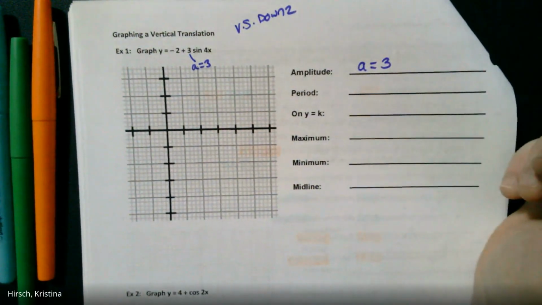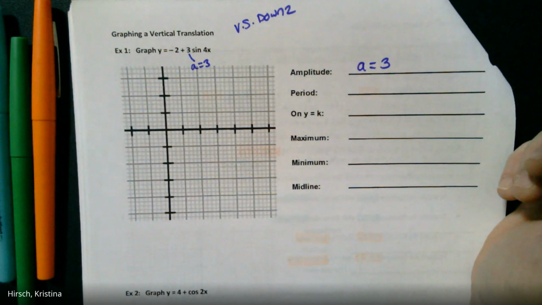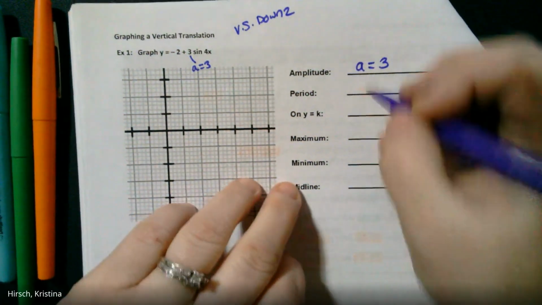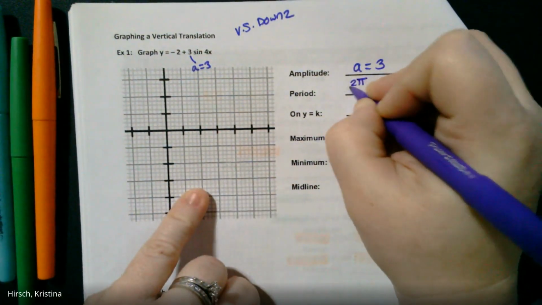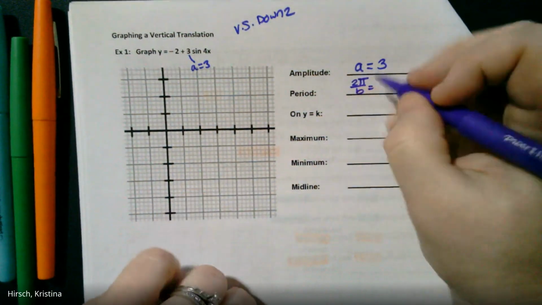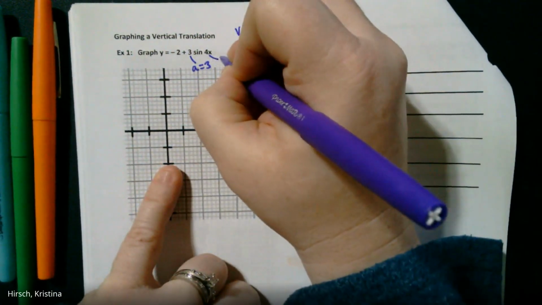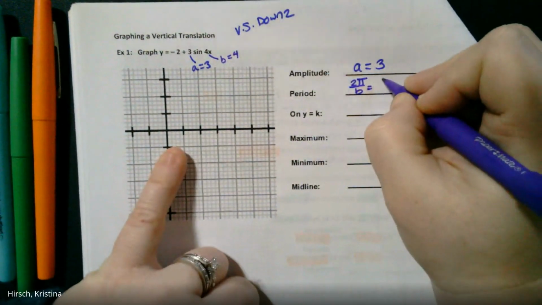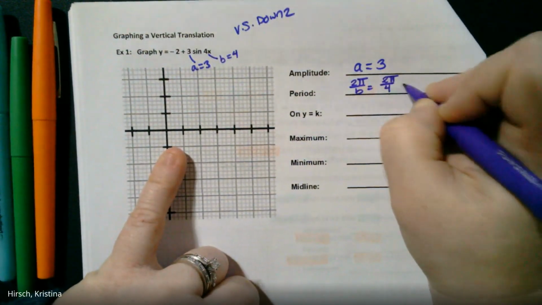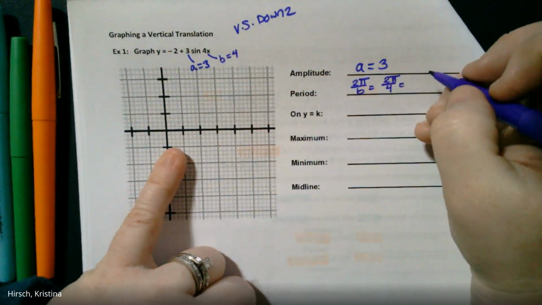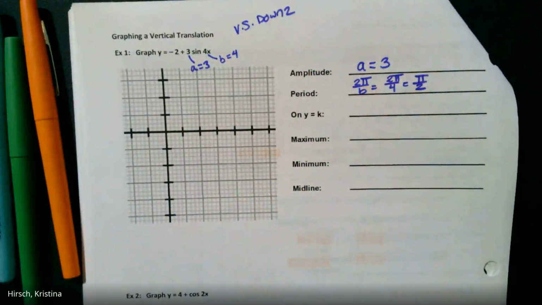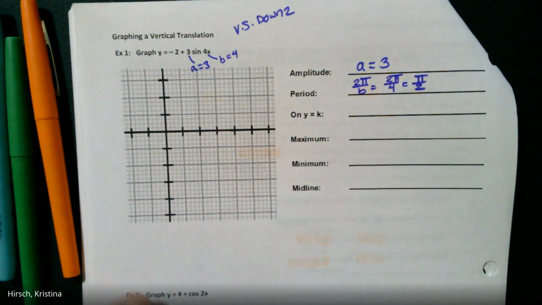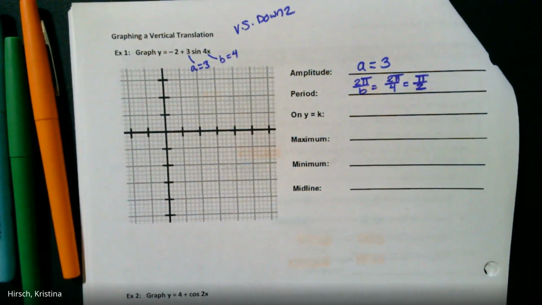So amplitude is 3. Period, because it is sine, is 2 pi over b. All right. Now, b is 4. So we're going to say 2 pi divided by 4, which reduces to pi over 2. All right. So what we're going to look at is we're going to have to set up our graph.